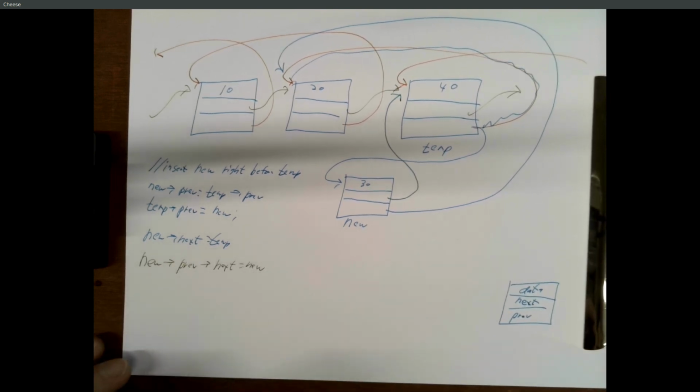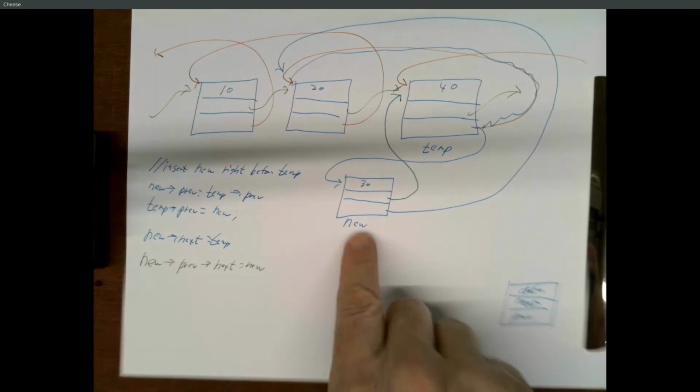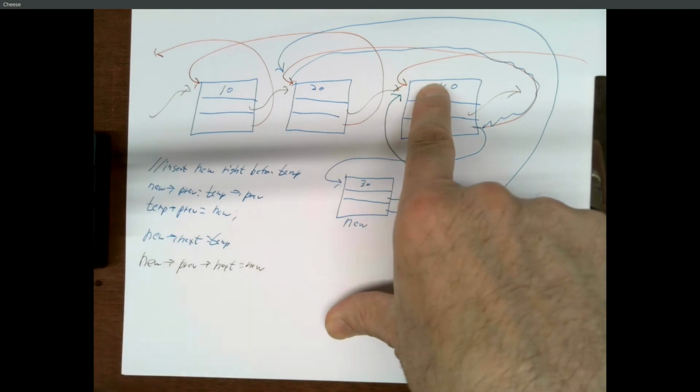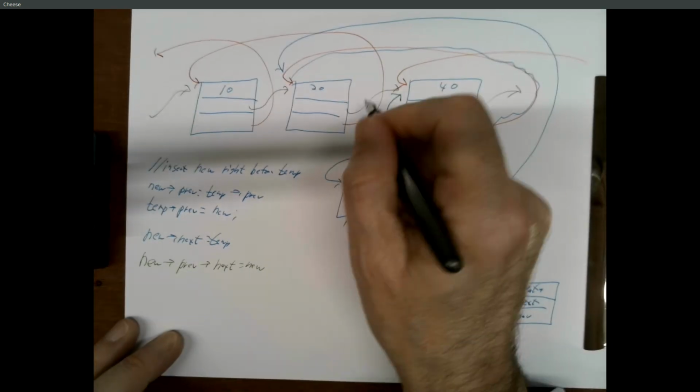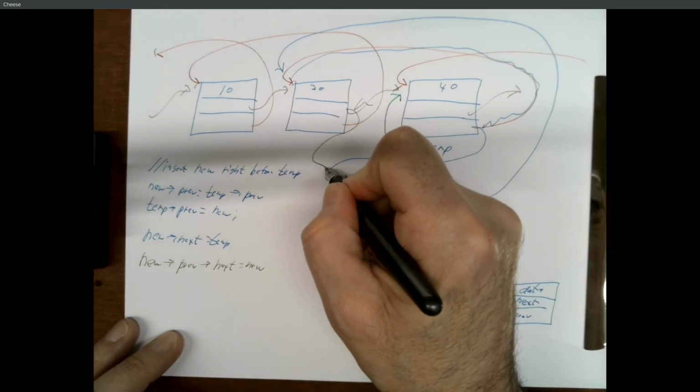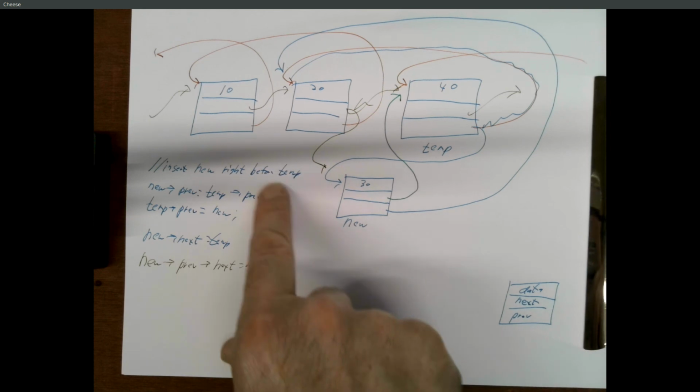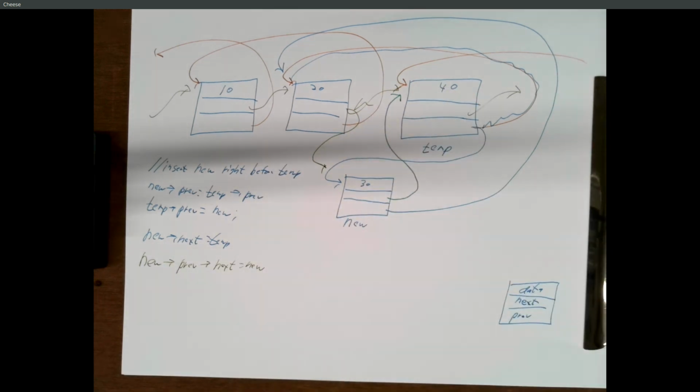New arrow previous, arrow next equals new. New arrow previous is now pointing to the 20. Set the next field, have it set equal to new. That sets this up to point there. There's your forward pointer. So 10 goes to 20, 20 goes to 30, 30 goes to 40. The forward pointers are set up. Excellent.